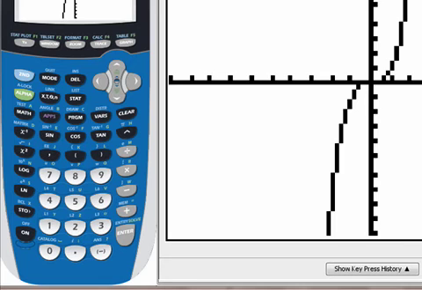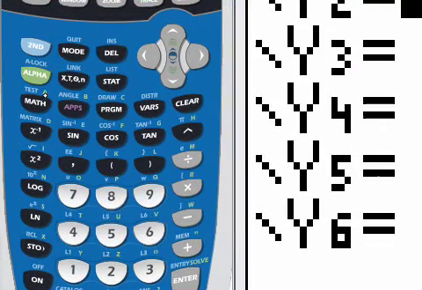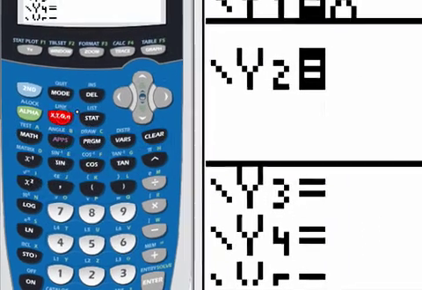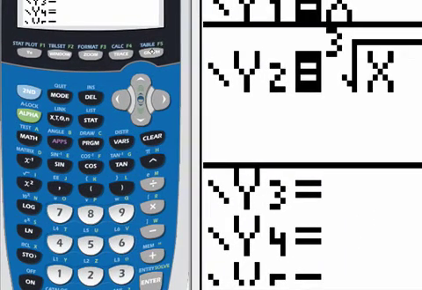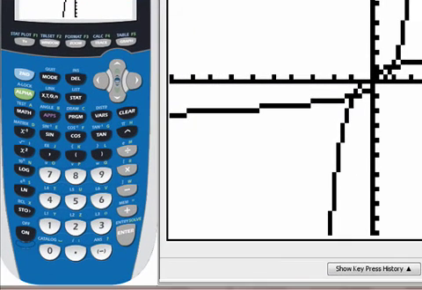This is the same thing as if I were to put that back here. We can go, let's do math cubed root of x, graph. And it does something like that.